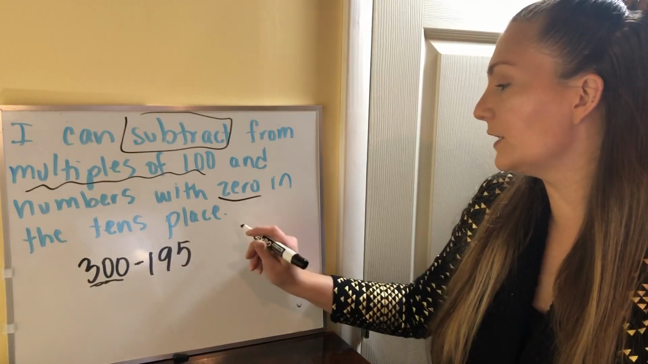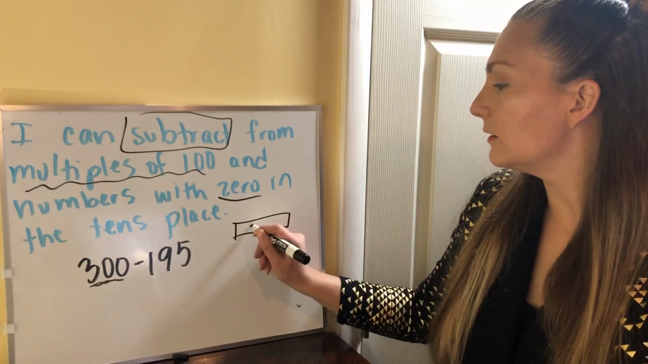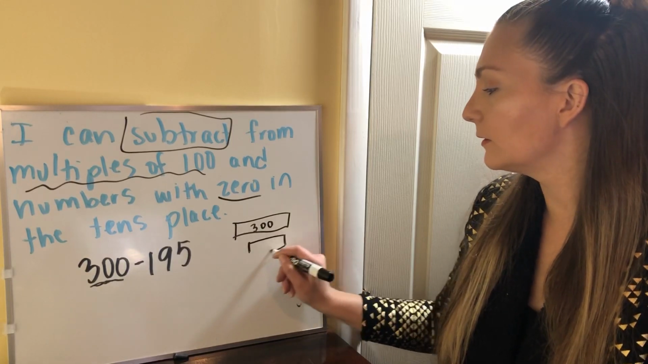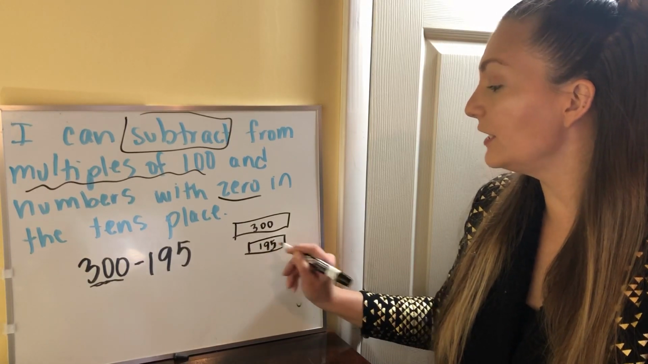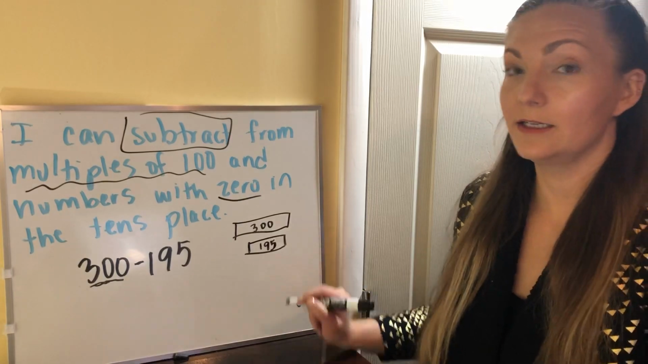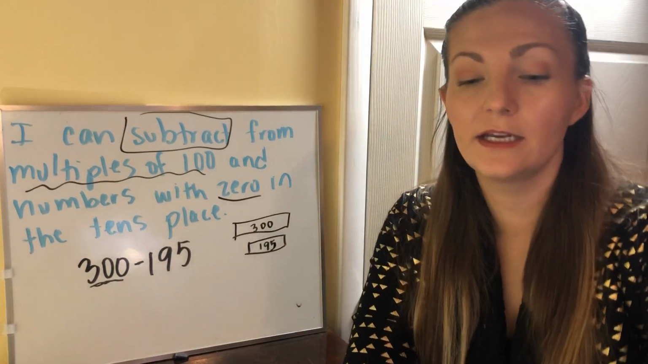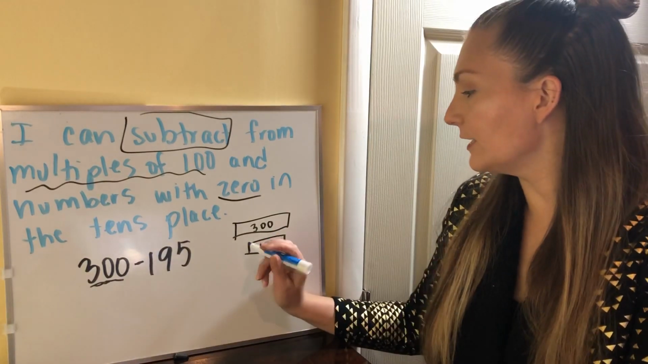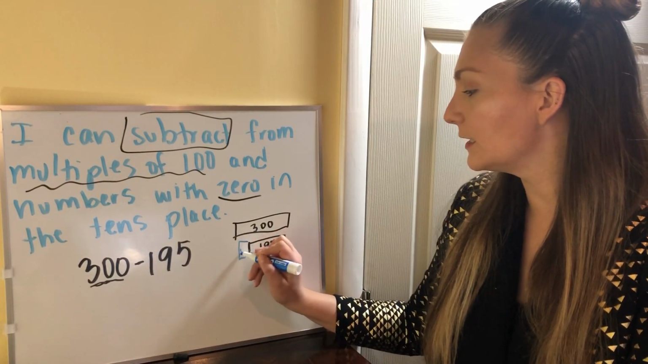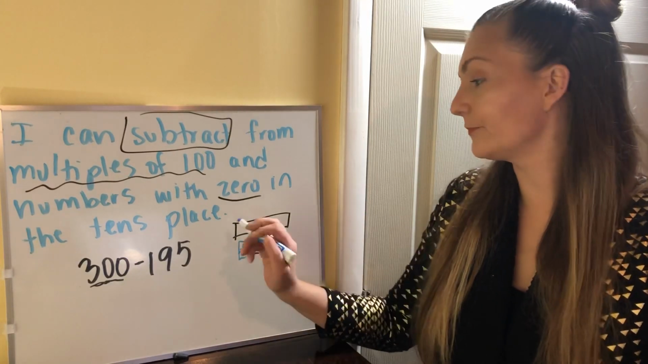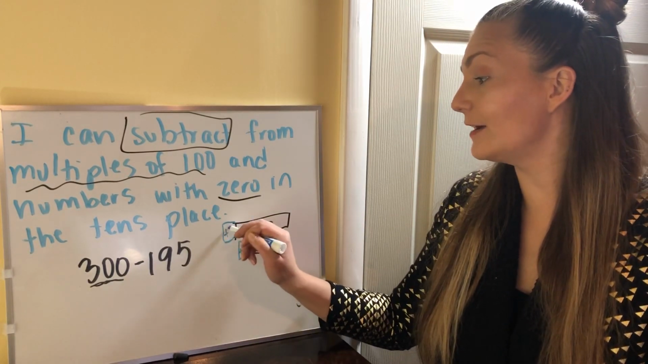So if you remember these little pictures we did, in my center, 300, and then I have 195. How many do I need to add to this to get to 200? Let me use a different color. You said 5, right? We need to add 5. If we give this one 5, what do we have to do with this one? He has to get 5 too.